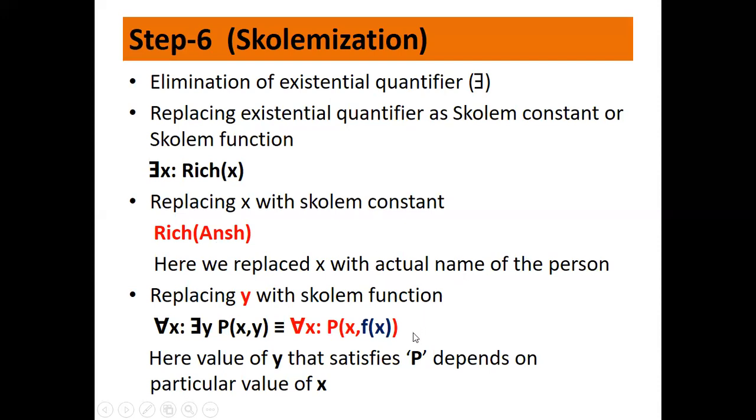Similarly, you'll be using a Skolem function also. So again, for all x, there exists y, P of x comma y, which can be identical to, for all x, P of x comma f of x. Now f(x) is nothing but a Skolem function, right? We are replacing y by a Skolem function. So here the value of y that satisfies P depends on the particular value of x.